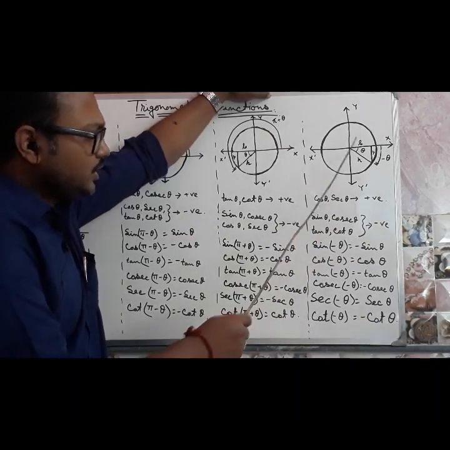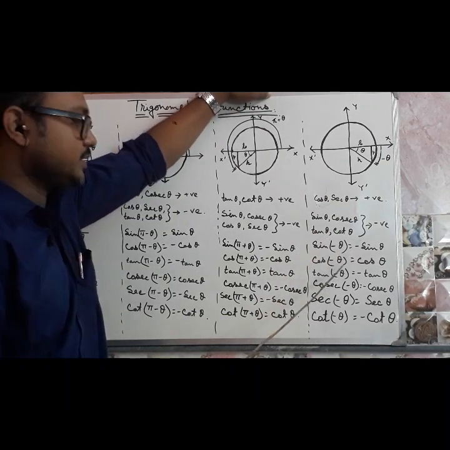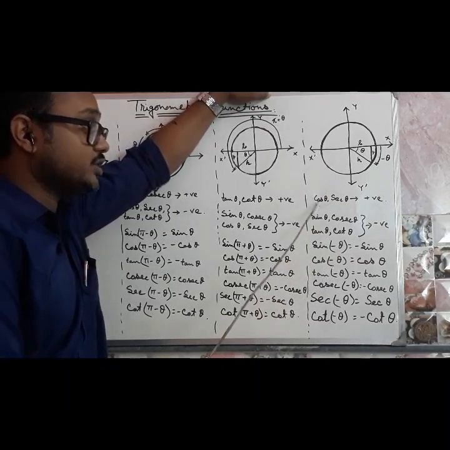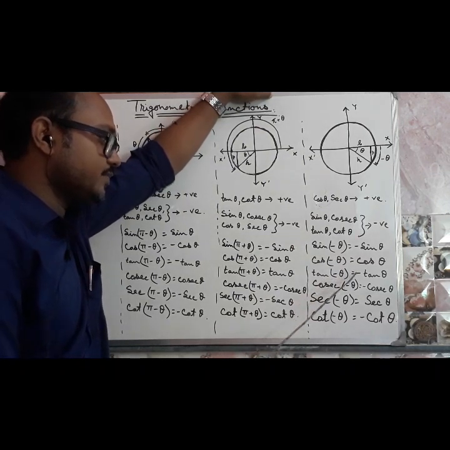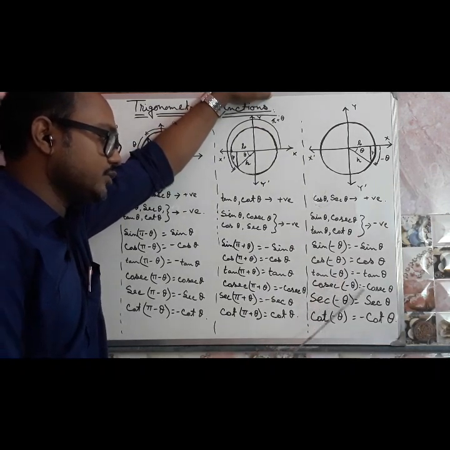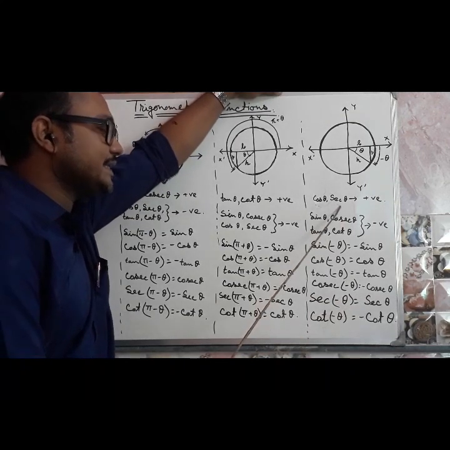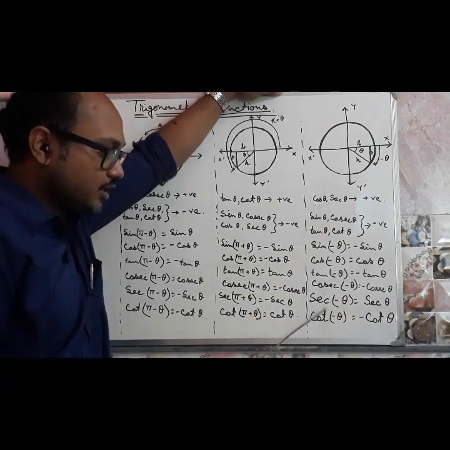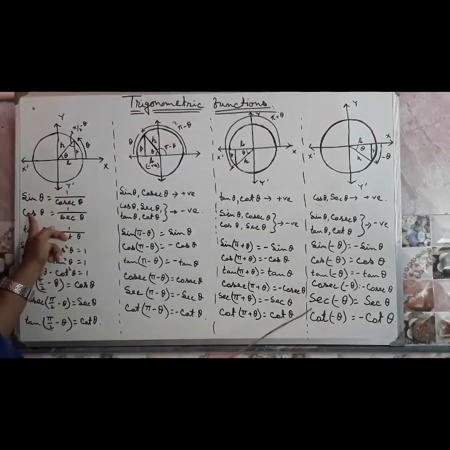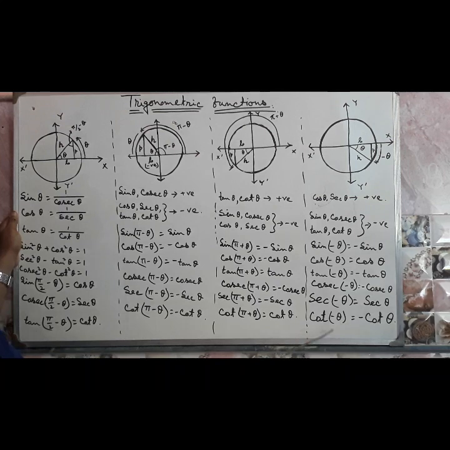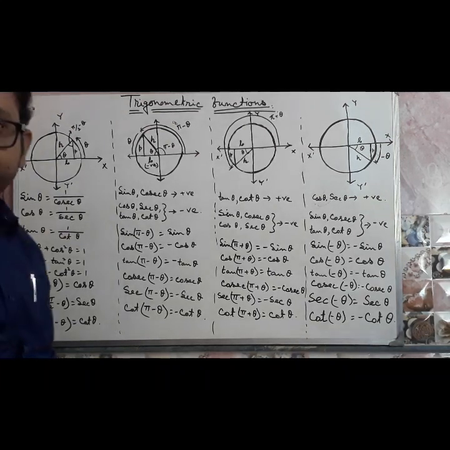So sin of minus theta will be minus sin theta. Cos of minus theta, as cos is positive, is only cos theta. Tan of minus theta is minus tan theta. Cosec of minus theta is equal to minus cosec theta. Again, as sec is positive, sec of minus theta will be the same as sec theta, and cot of minus theta is minus cot theta.